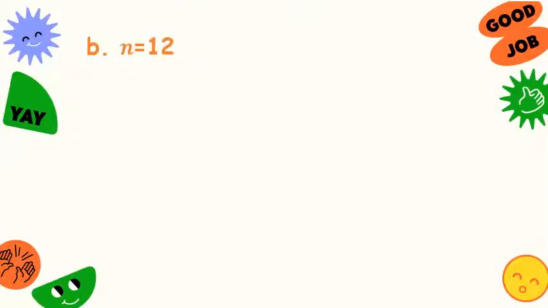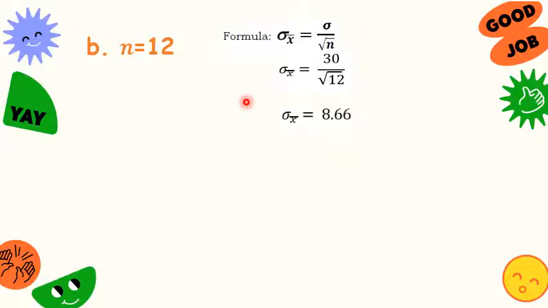Letter B. What if n is 12? No, kanina, ang n lang natin ay 5. So, maliit. Ngayon ay 12. So, again, using the formula, and then, the same yung data natin, yung value ng ating population standard deviation is 30, and then yung n natin, ito yung 12. So, 30 divided by the square root of 12 is 8.66. Okay? Kanina, yung n natin ay 5, ang nakuha nating standard error ay 13 point something. Ngayon naman, ang n natin is 12. Ang nakuha nating standard error is 8.66.